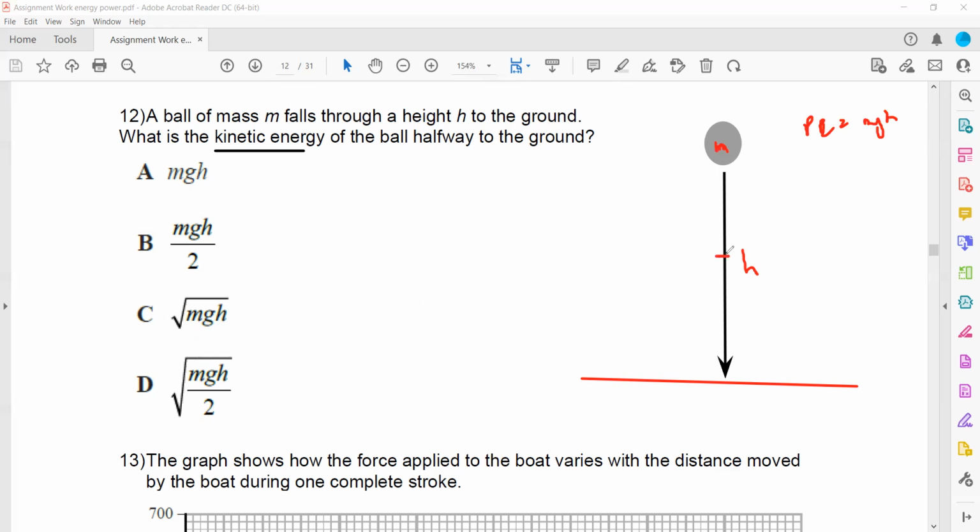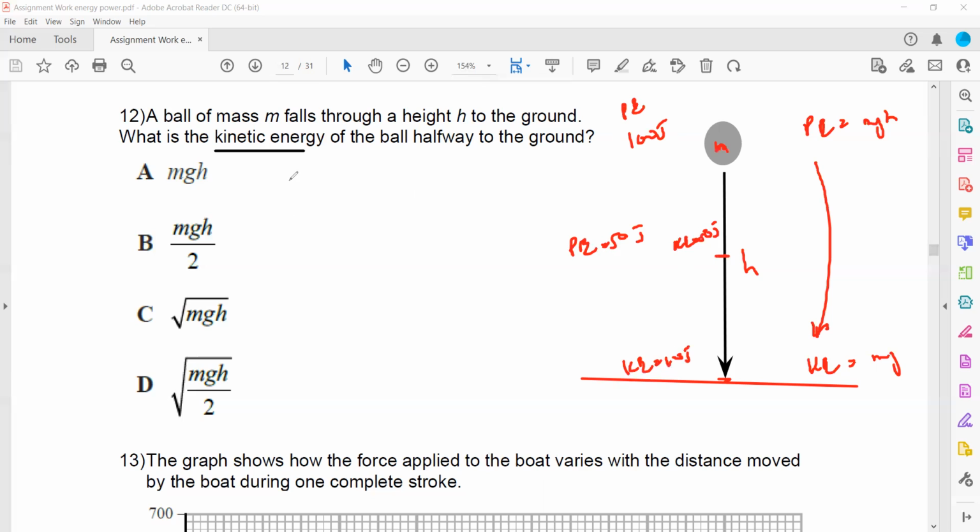But they are asking for halfway. If they ask what the kinetic energy is at this point, the kinetic energy will also be mgh, because if there is no energy loss, all the potential energy changes to kinetic. But halfway to the ground, half of the energy will be potential and half will be kinetic. Like if it was 100 joules of potential here, it will have 50 joules of potential halfway and 50 joules of kinetic, and at the bottom it will have all kinetic, which is 100.